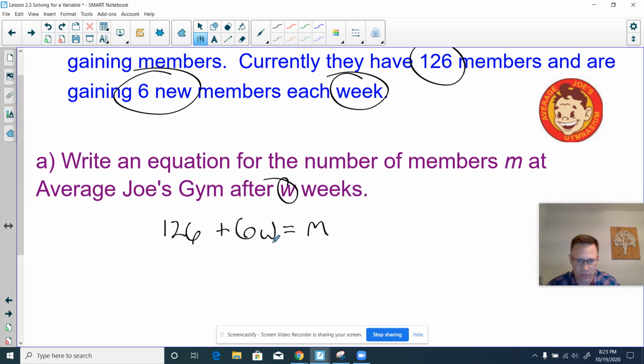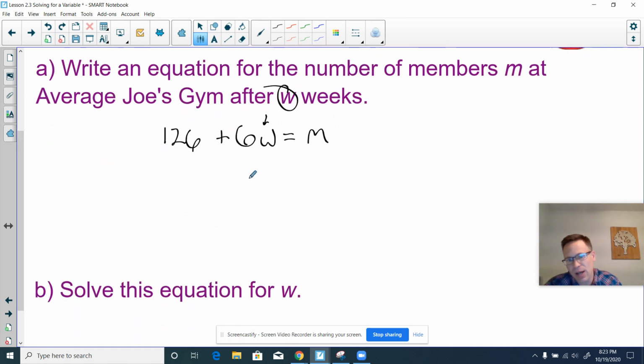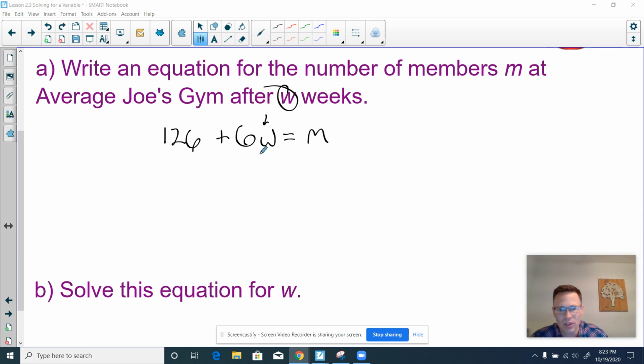Now if 10 weeks go by, 10 will get substituted in for W, and then we'll know how many members we have. But what if I have a number in mind and I want to figure out how many weeks it's going to take to get there? I might want to have this equation solved for W. That's what we're going to do. I'm just going to solve this equation for W.